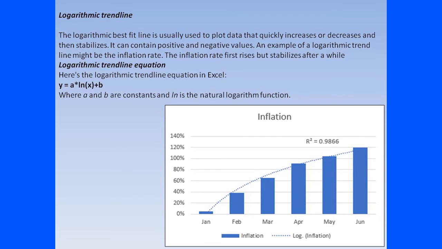So next I'll talk about the logarithmic trend line. The logarithmic best fit line is usually used to plot data that quickly increases or decreases and then stabilizes. It can contain positive and negative values. An example of a logarithmic trend line might be the inflation rate. The inflation rate first rises but stabilizes after a while. Okay, so the equation for the logarithmic trend is y equals a times log x plus b, where a and b are constants. So this is the logarithmic trend line curve.